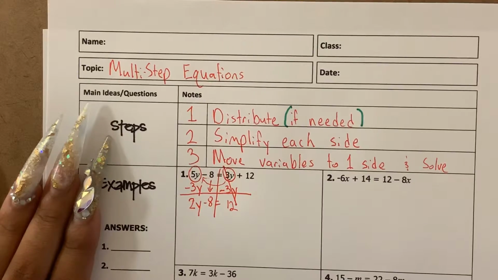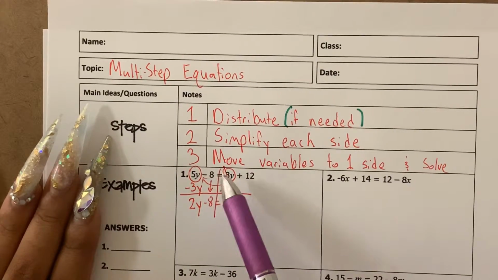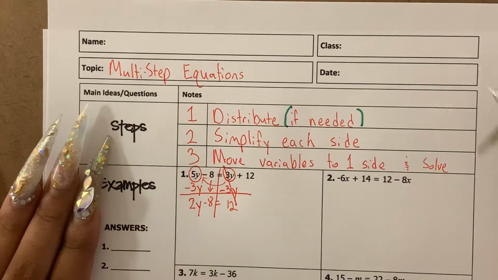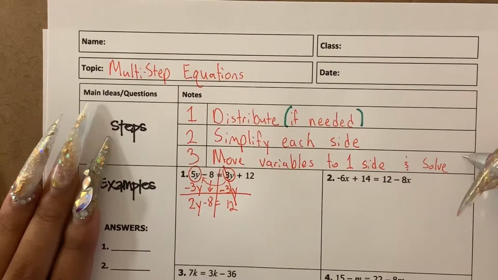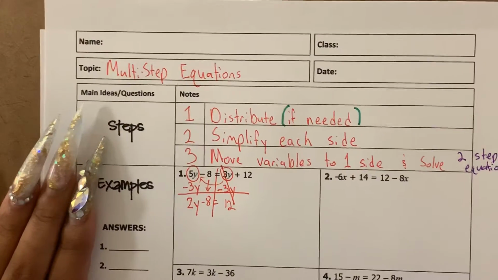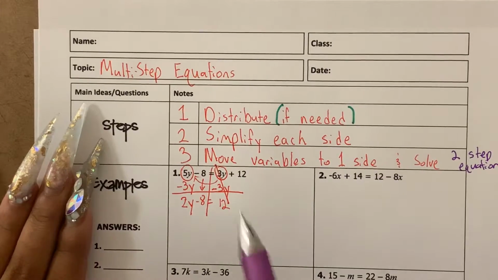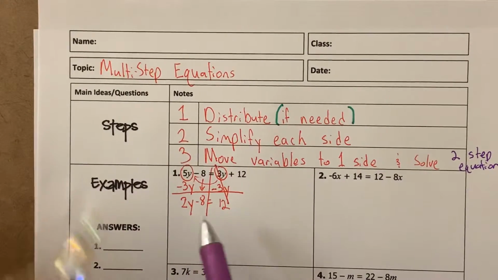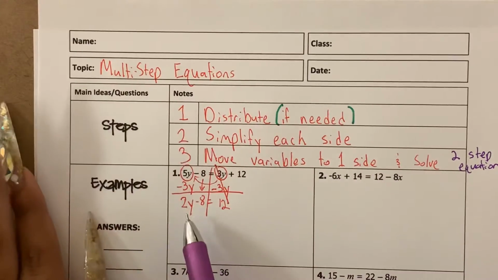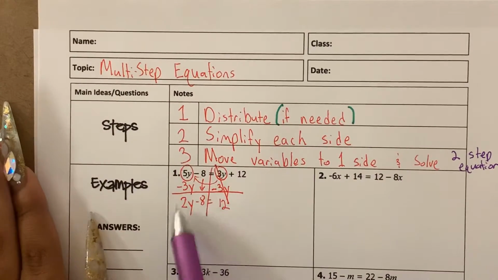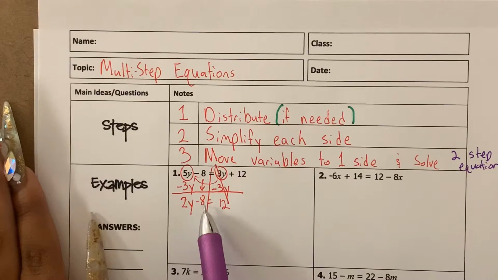Okay, now it's a two-step problem. Once you move the variables to one side, it should be a two-step problem. And hopefully you've gotten really good with solving two-step equations, and this step should be automatic to you. You should know exactly what to do. So when you have a two-step equation, you're going to move your constant first. So look at the side that has the variable. In this case, the left side.